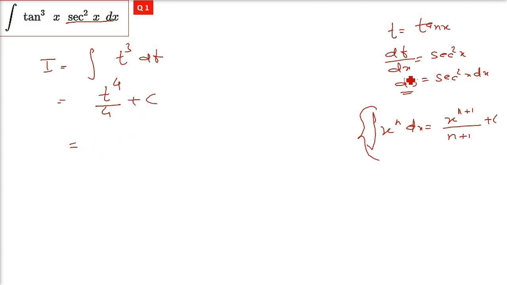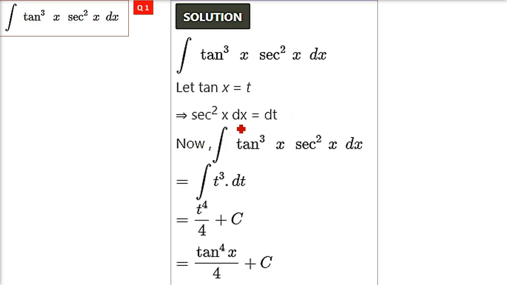Now this t equals tan x. Just write this as tan x to the power 4 divided by 4, that is 1 by 4 tan to the power 4 x, plus constant of integration. That's your final result. So this is the reference for you. It's a very straightforward question because no assumption has been taken except t equals tan x.